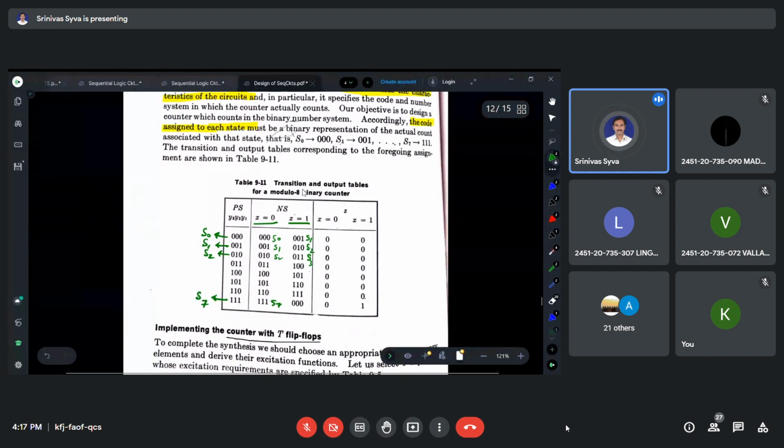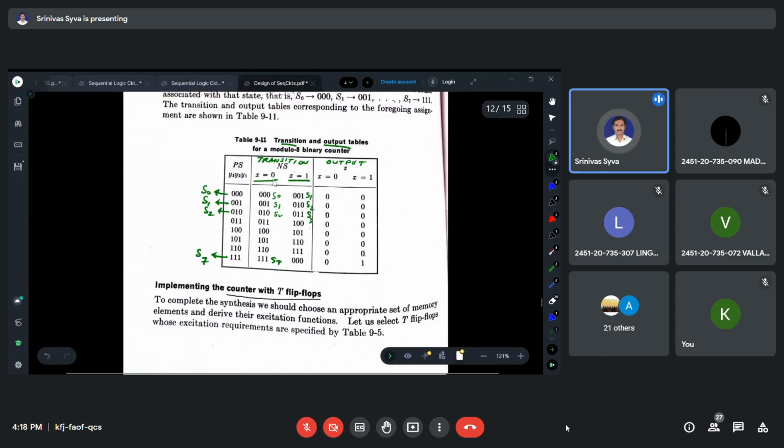Okay, so this is a transition and output table. This is the transition table, and this is the output table. There are two tables, transition and output tables. The first section is the transition table, and the last section is the output table corresponding to the present state.